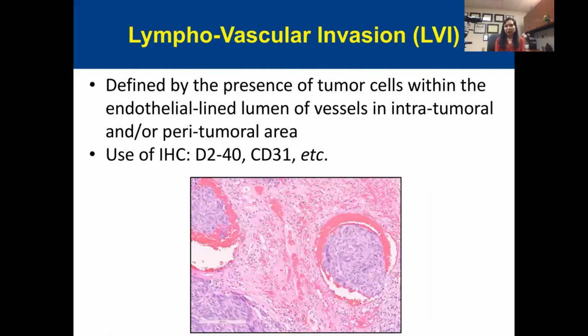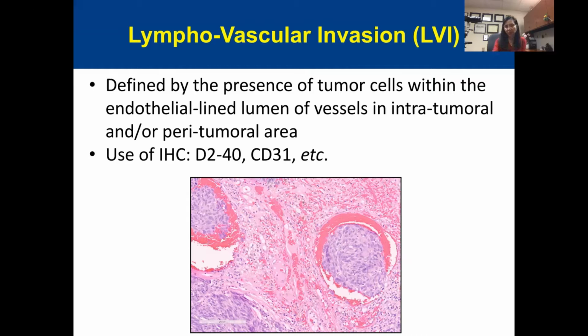Next important one is lymphovascular invasion. First of all, I want to start with the histology definition: presence of tumor cells within the endothelial-lined lumen of a vessel in the intratumoral area or the peritumoral area or both. It doesn't have to be just intratumoral like in breast cancer. So be careful with the definition. Of course, you can make the interpretation of positive lymphovascular invasion on H&E. But as you know, life is not that easy. Sometimes it's difficult. It's so suspicious that you are not sure.